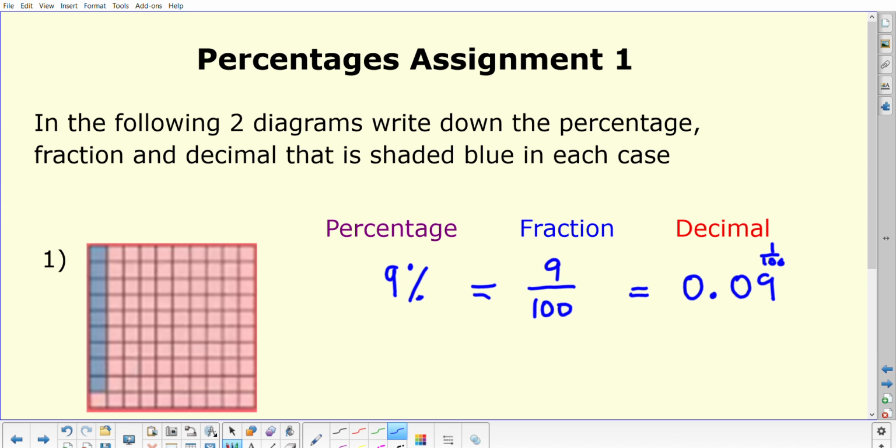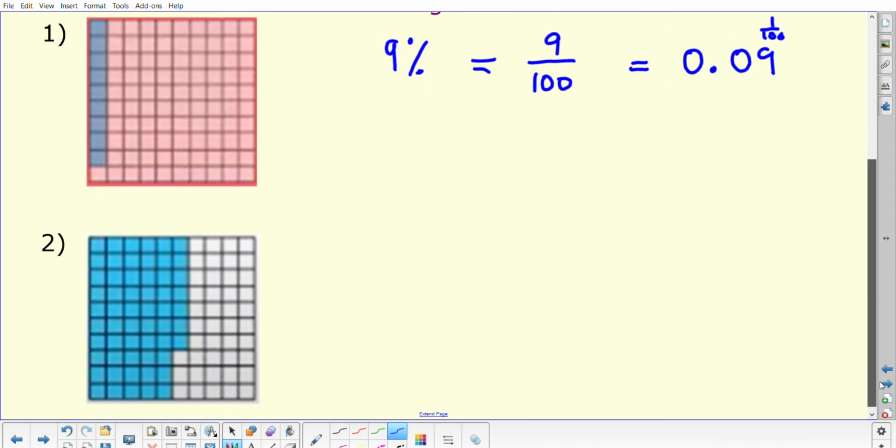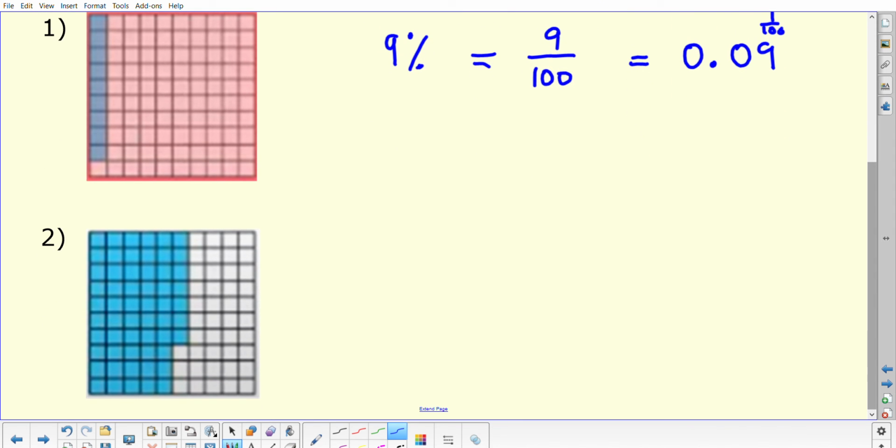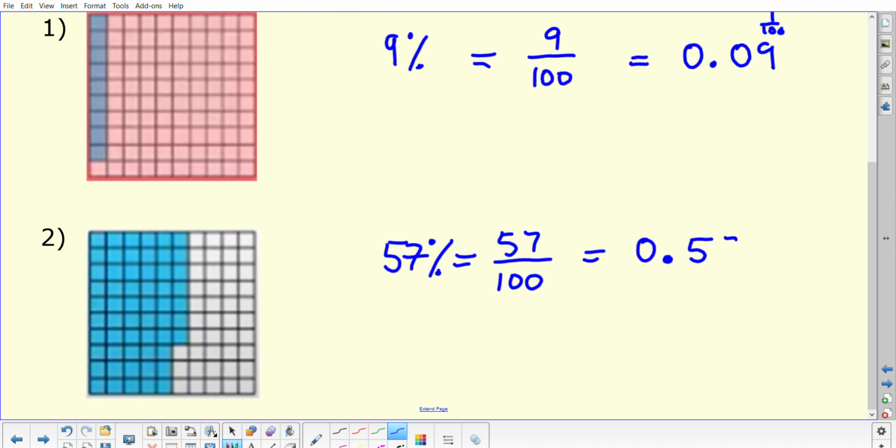Second example, we can clearly see we've got 10, 20, 30, 40, 50, 1, 2, 3, 4, 5, 6, 7. So 57 shaded boxes means 57%. That is 57 out of the 100 that's there. And as a decimal, that would be 0.57. So you're now going to practice working on this today.